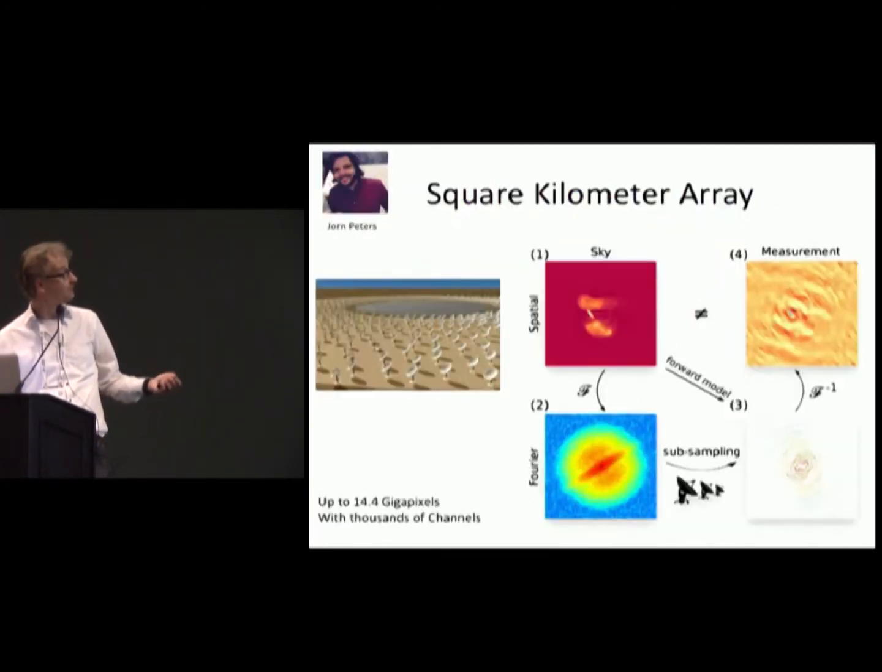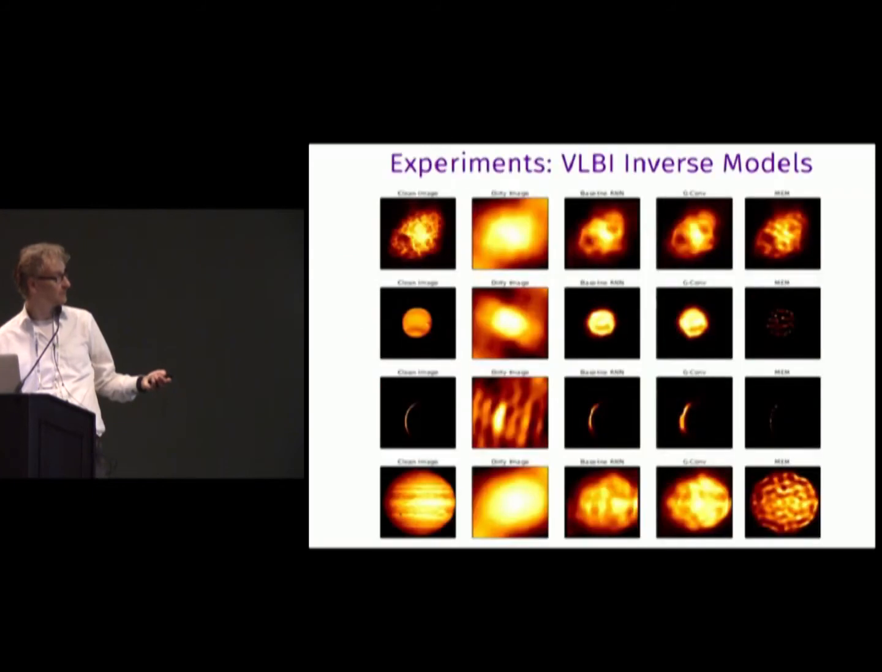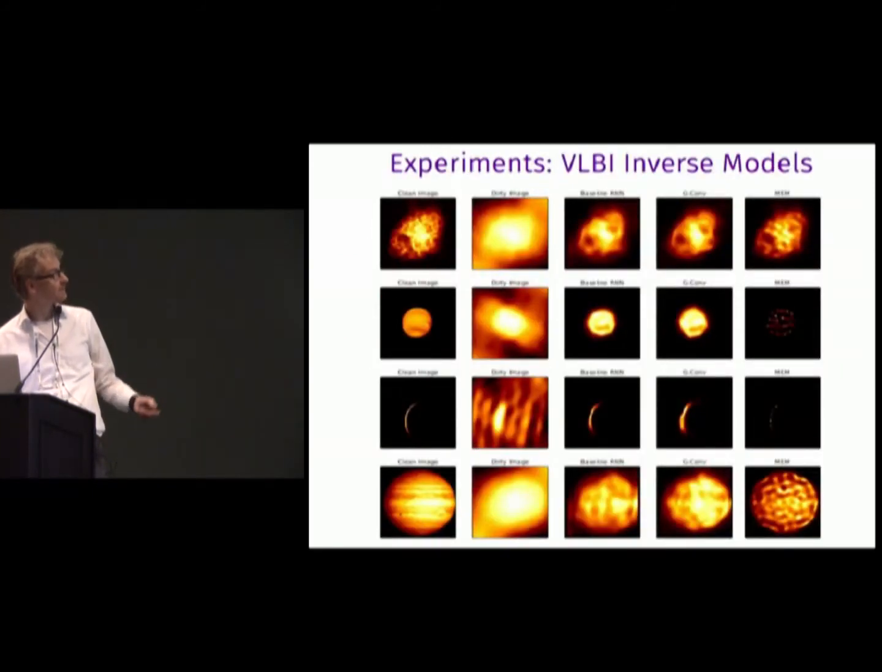So we had Joran Peters work on this for his master's thesis, and he did an awesome job. Again, we have the image of the sky. These are really pretty images, and then you have these Fourier measurements, typically sparse. You have to downsample these and then try to reconstruct the image. Okay, so here are some results.